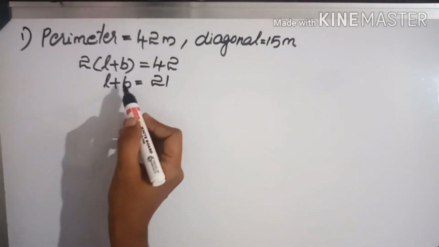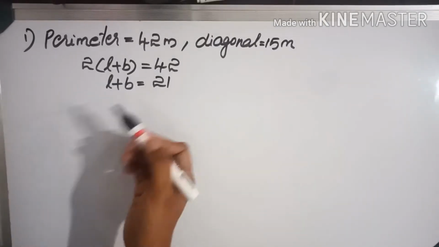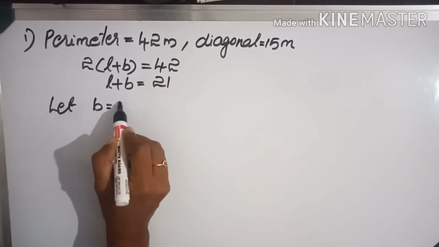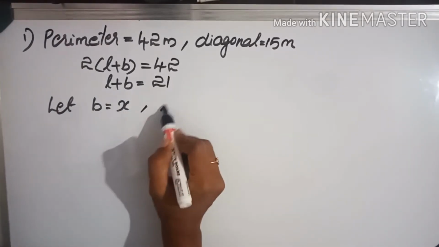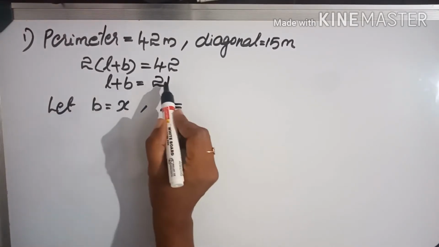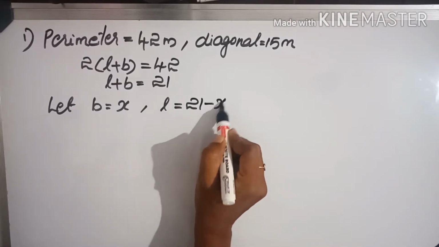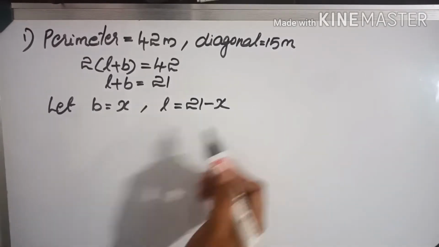Now we have to consider one of the sides as x here. So let's consider breadth equal to x. Then length will be what? If breadth is x, length will be, x coming to this side, 21 minus x. Length will be 21 minus x. Like this we will get.